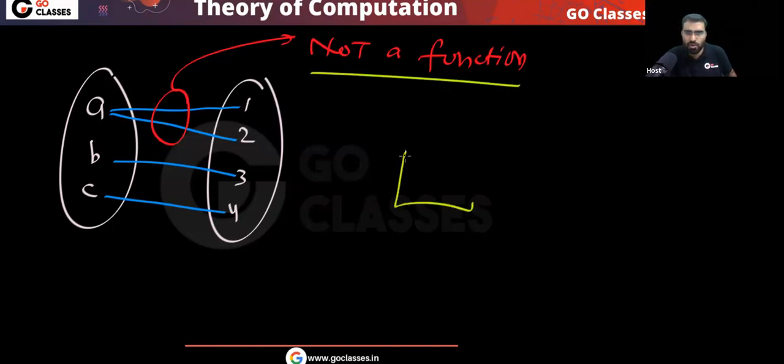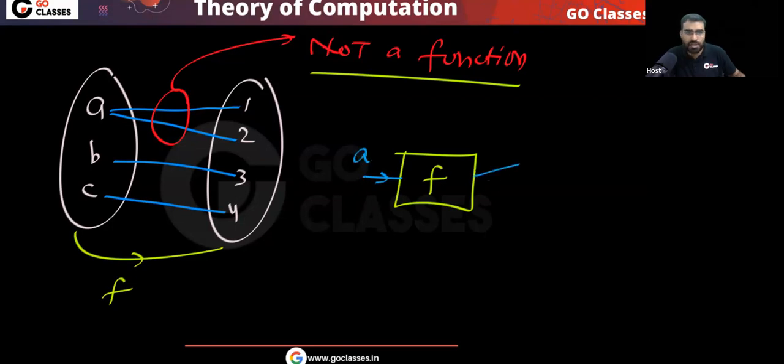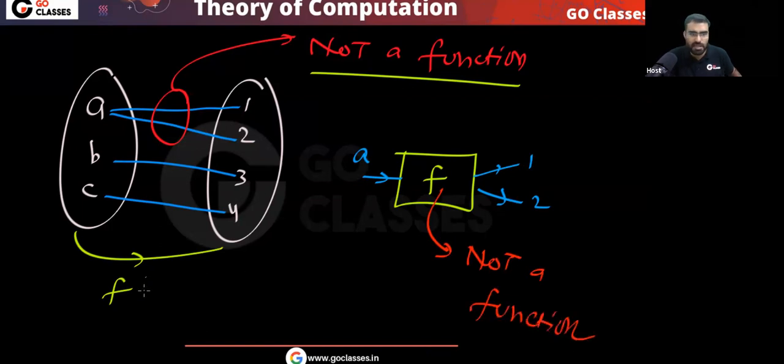Because you can notice, in whatever this transformation f is, if the input is a, then what is the output? Tell me. The output is not unique. Yes or no? The output is not unique. So I can say this f is not a function.